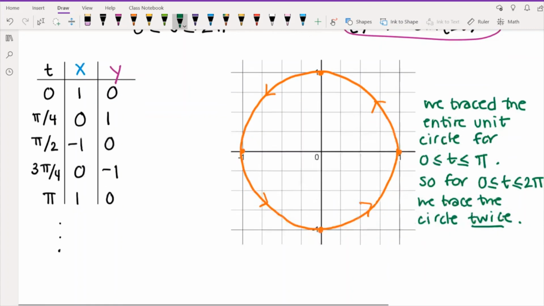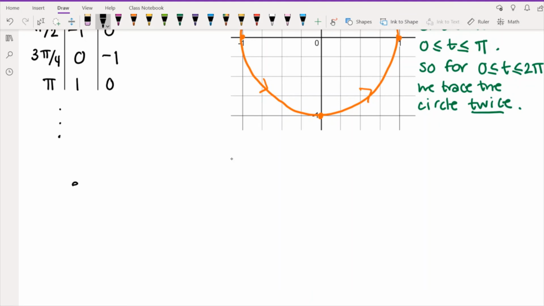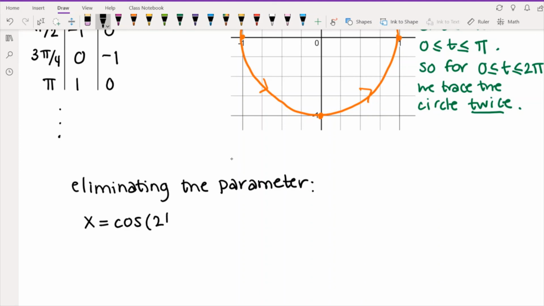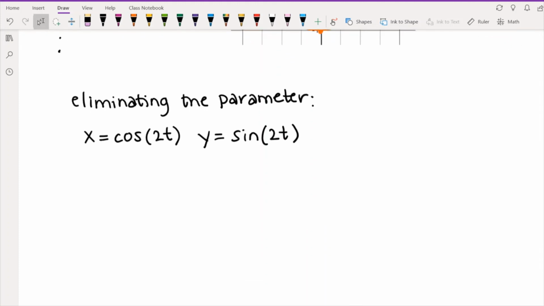But another thing I just want to point out is that, again, if we wanted to eliminate the parameter, we could basically just do the exact same trick we did in the last example. We know that x is equal to cosine of 2t, and y is equal to sine of 2t. If you square both and add them, x squared plus y squared, you would get cosine squared of 2t plus sine squared of 2t.